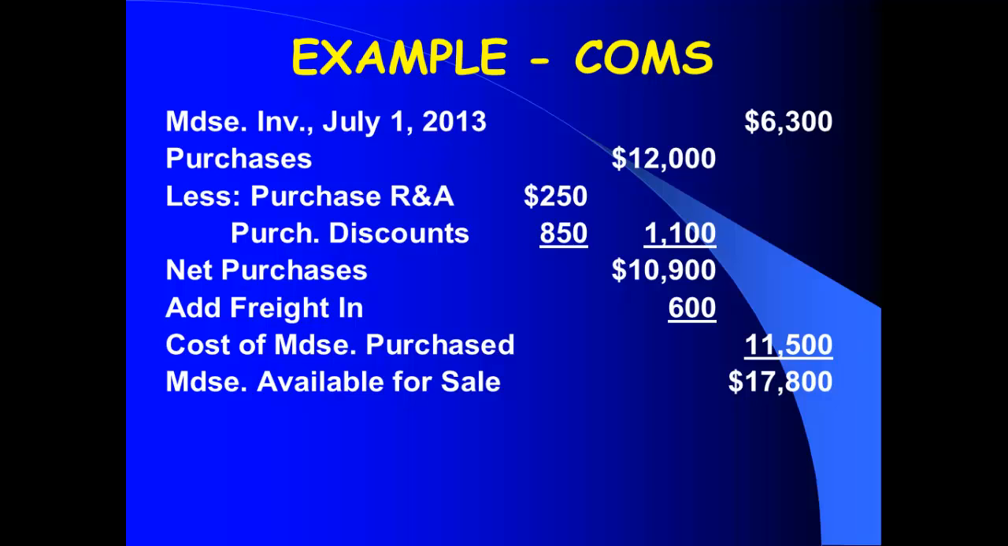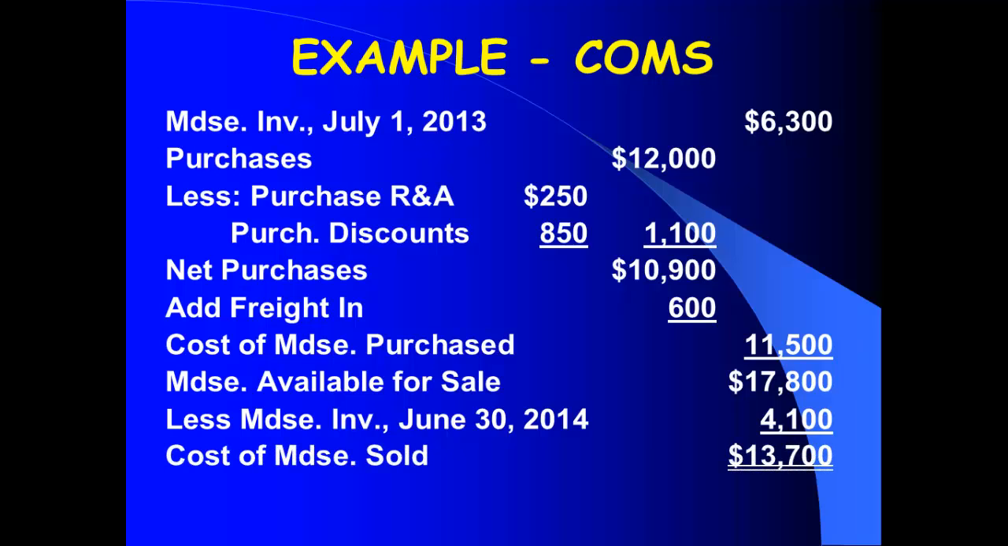How do I know I didn't sell everything? I had some left. At the end of the year, I had $4,100 worth left. I could have sold $17,800, but there's $4,100 left. How much did I actually sell? Well, $13,700. I would then take that $13,700 and drop it in on my income statement, subtract it from my net sales to get gross profit.